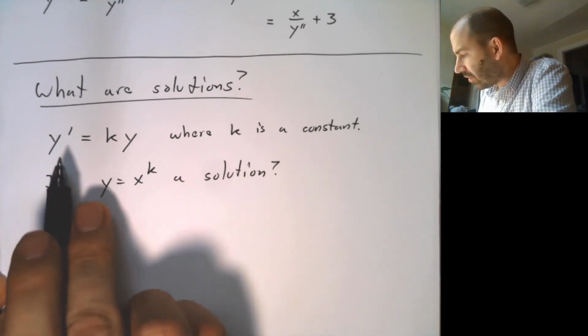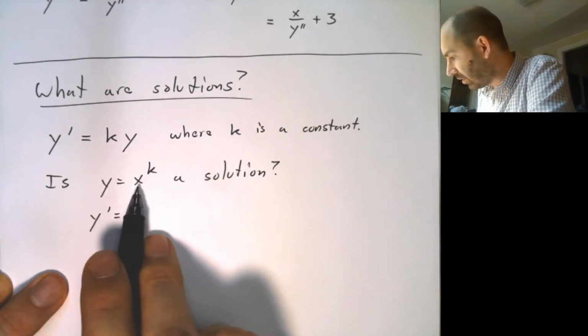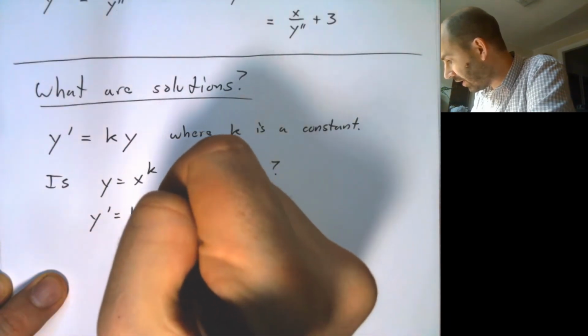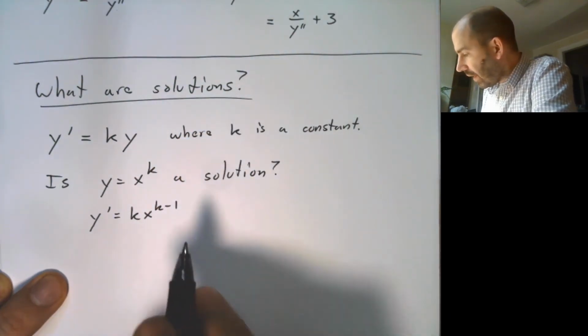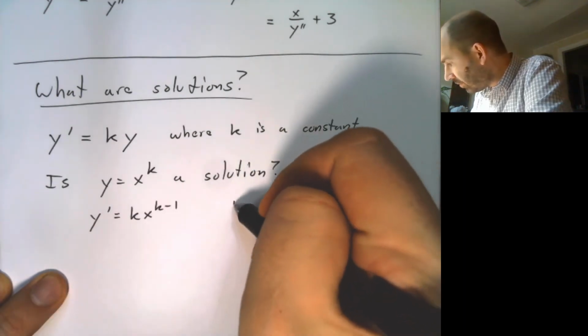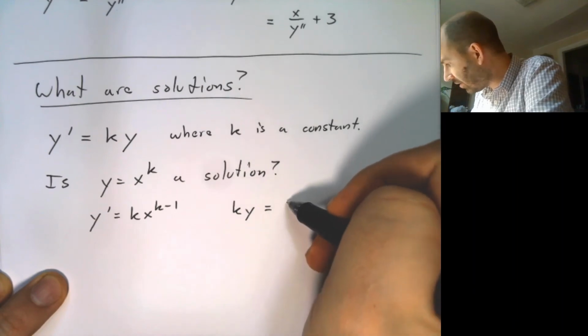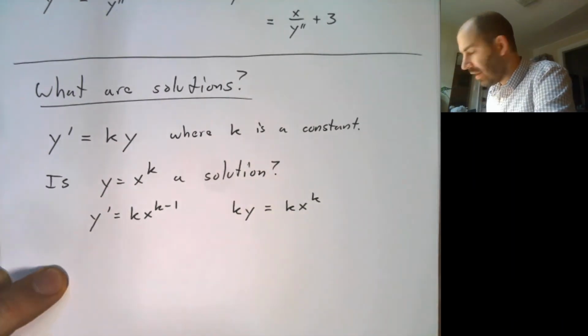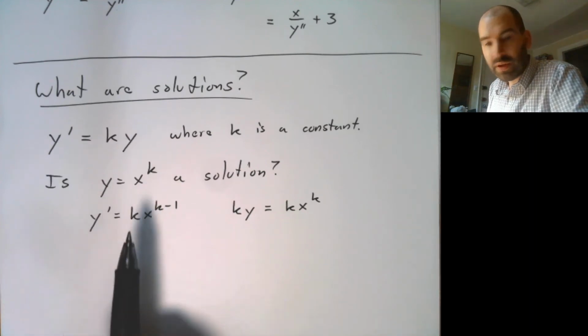So I have to take the derivative to compute what this is. So we compute y prime. If I compute y prime of x to the k, I get k times x to the k minus 1. And then I have to compute k times y. K times y is just k times x to the k. Now, the differential equation says that these two things have to be equal. Are these equal?